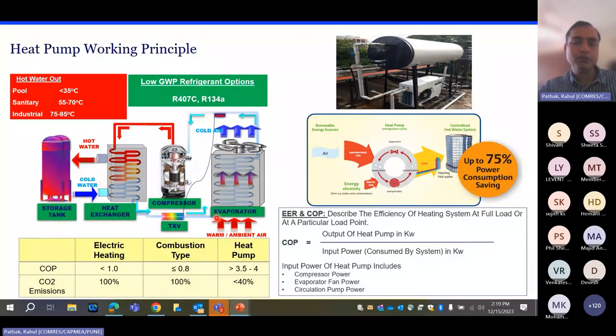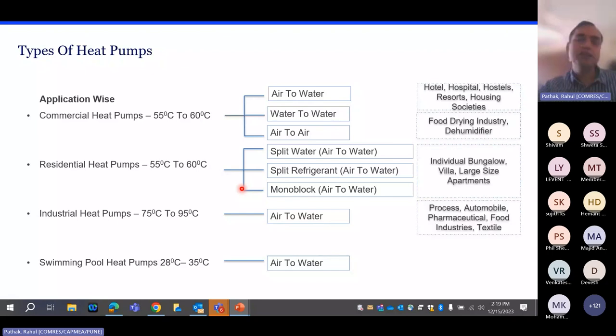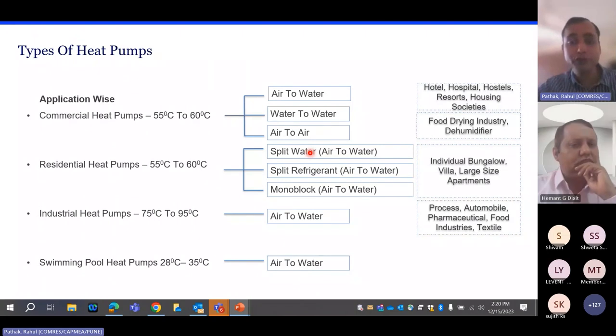If I use a water chiller, and extract the heat from the water and transfer it to the water which I want to use for sanitary purposes, then in this case the type of heat pump would be a water to water heat pump. Right? So predominantly these are the three types of heat pumps: air to water, water to water, air to air. And depending upon the combination of water tank and the heat pump unit, we can further differentiate heat pumps like split water, split refrigerant, or even the monoblock.